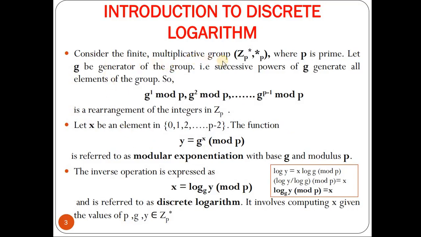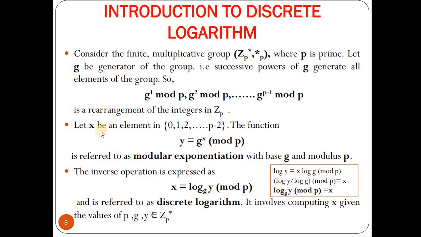Consider the finite multiplicative group Z star P on multiplication modulo P where P is prime. Let G be the generator of the group, that is, the successive powers of G generate all the elements of the group. So, G to the power 1 mod P, the result will be there in Z star P. Similarly, G to the power 2 mod P will be there in Z star P up to G to the power P minus 1 mod P will be there in Z star P.